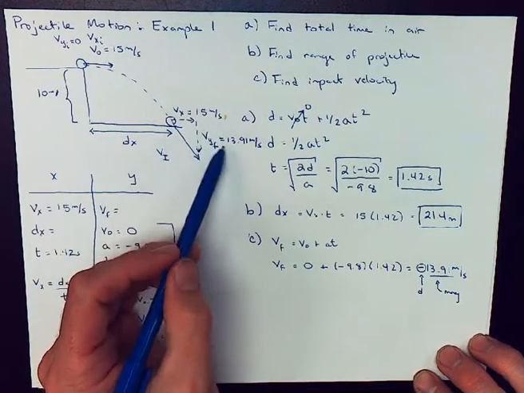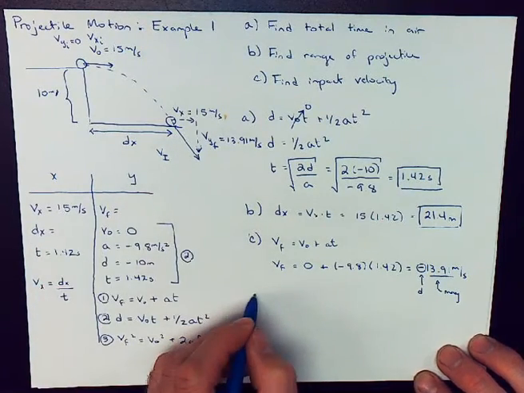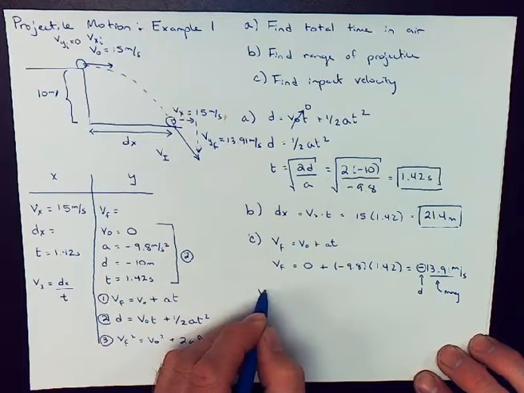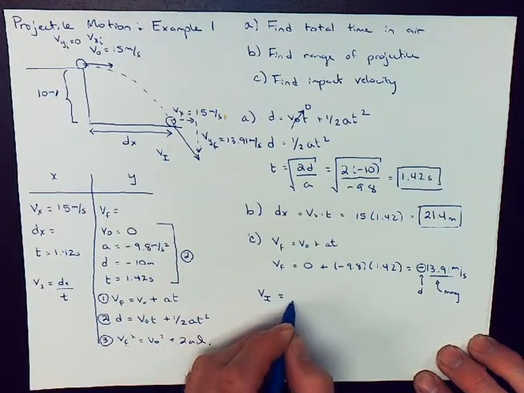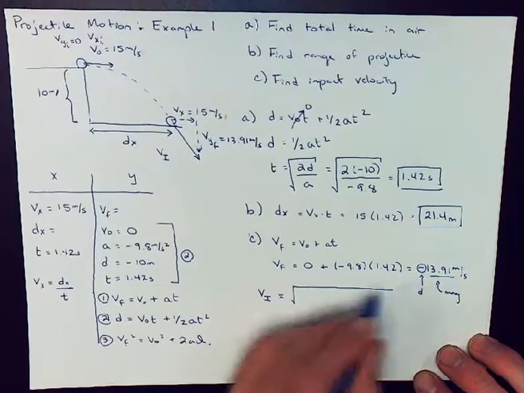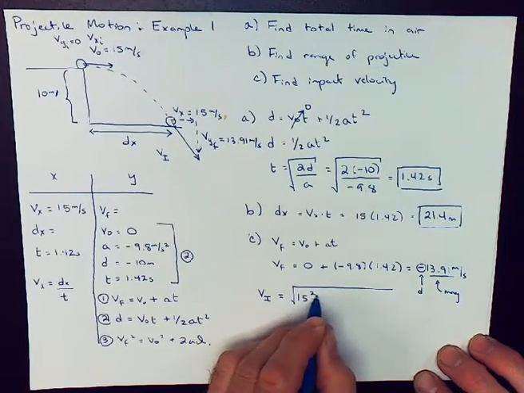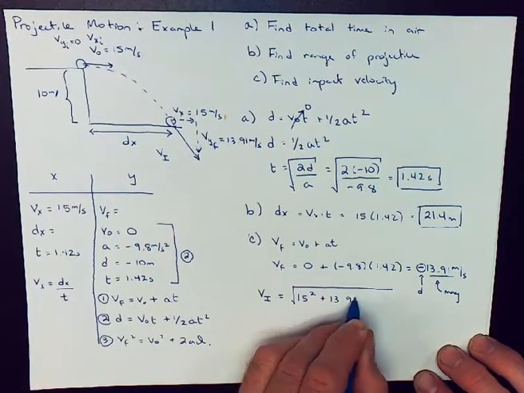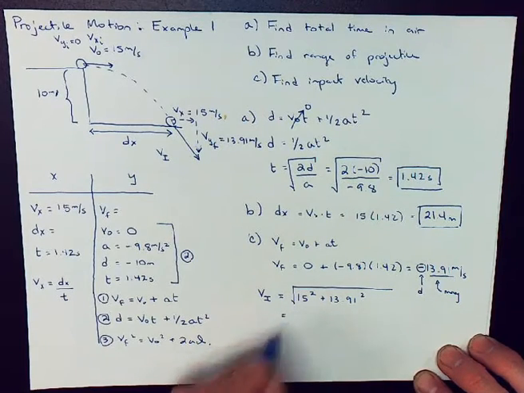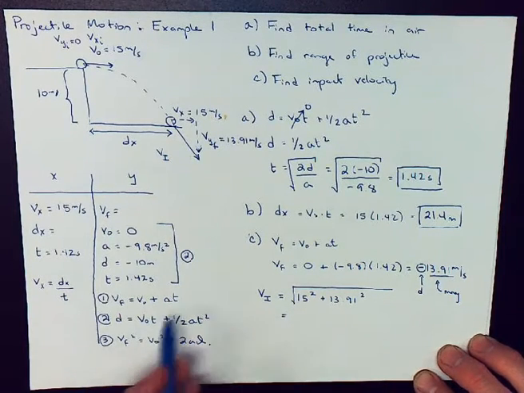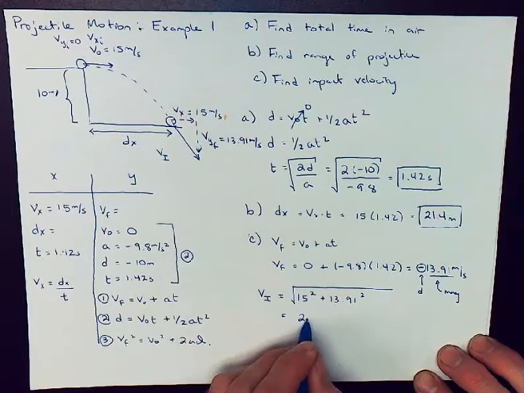From there, I have two sides of my triangle. I need the hypotenuse, so I can use the Pythagorean Theorem. Impact velocity is the square root of 15 squared plus 13.91 squared, which gives me 20.45.